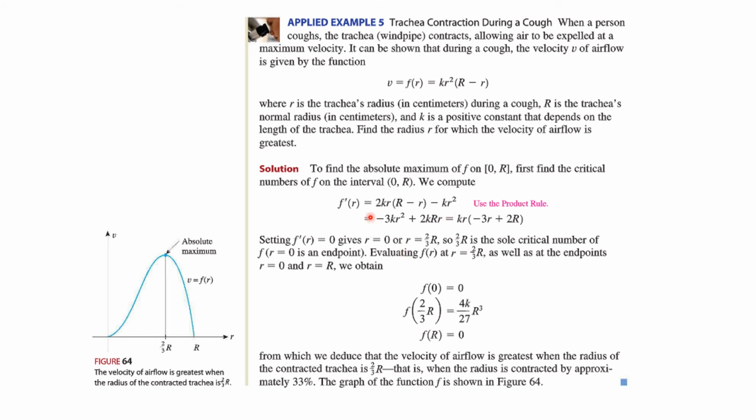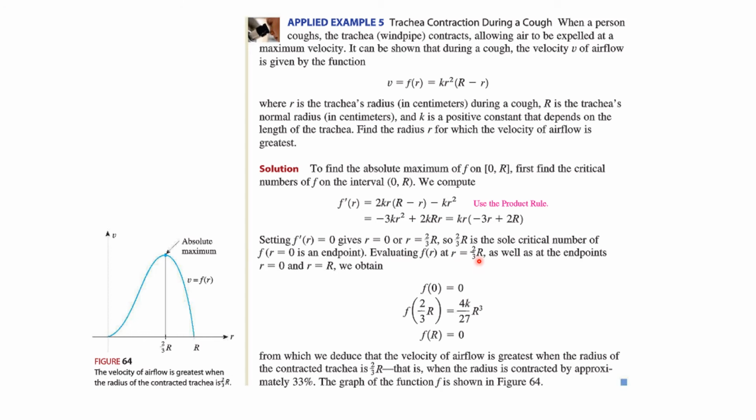So we're going to simplify this, distribute and so on, and we notice that we can factor out kr. Now this is defined for all values of r, so we don't have critical points of the second kind, but we will have a critical point where we set this equal to 0. Now this is equal to 0 in two cases. One is when r is equal to 0, and the other is when r is equal to 2/3 capital R. Now, r equals 0 doesn't really make a lot of sense in this problem, so 2/3 capital R is the sole critical point. Capital R is an endpoint.